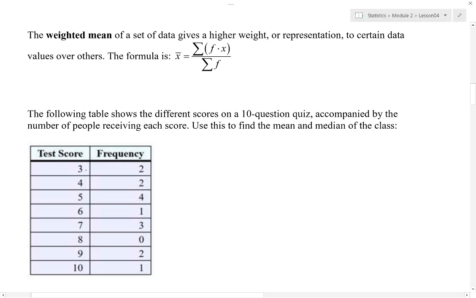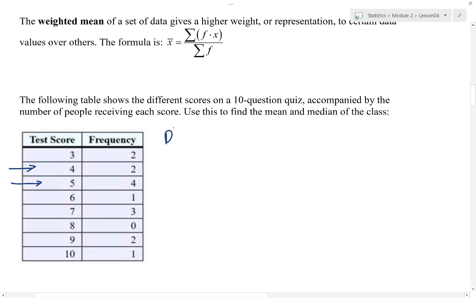So here we have test scores ranging from 3 to 10, assume it's out of 10. But the 5 is going to count twice as much as the 4. I don't want to just add all these up and divide by 8, because some are counted more than others. So basically, if I'm going to find the mean of this data, the actual data set is, well, there's 2 3s, there's 2 4s, there are 4 5s, and so on.